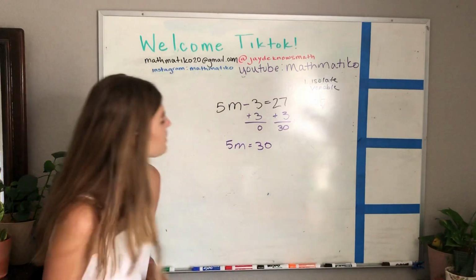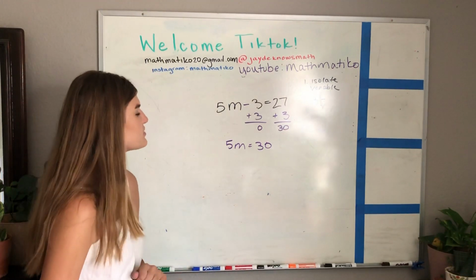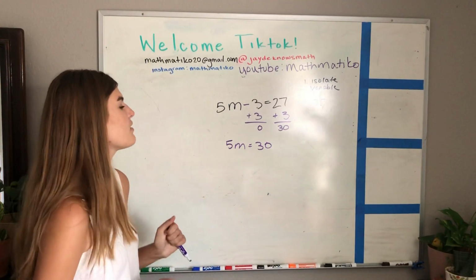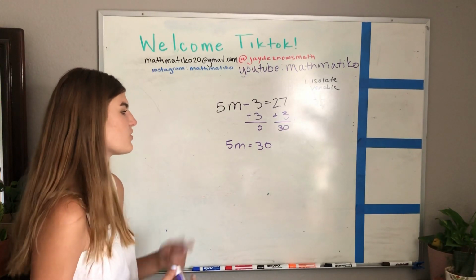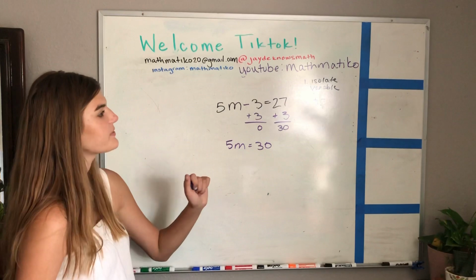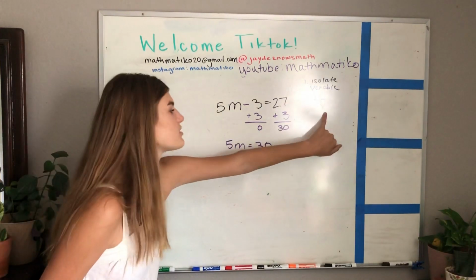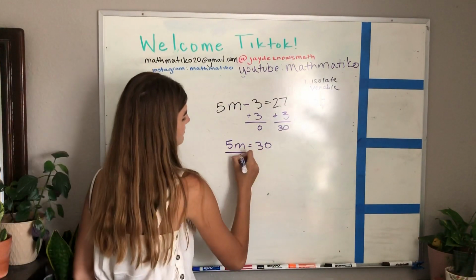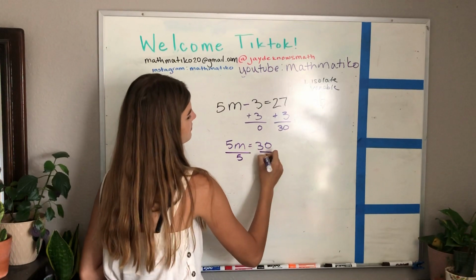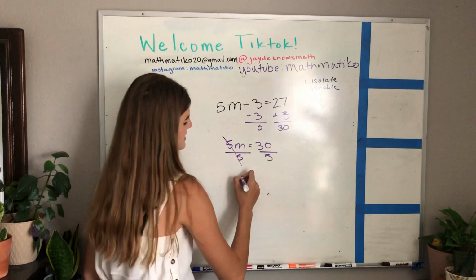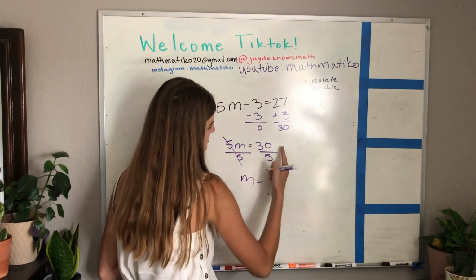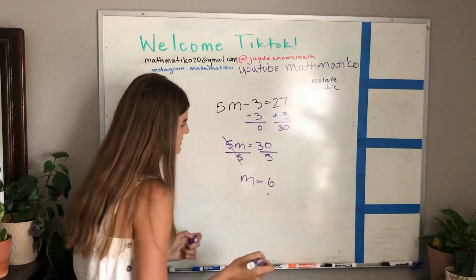Now this looks just like the problems that we did earlier. So we have 5m equals 30. Now what's happening between the m and the 5? Multiplication is happening. So what's the opposite of multiplication? Division. So we're going to divide by 5 on both sides. Okay, 5 divided by 5, that's just 1, so we can cancel these out. M equals 30 divided by 5 is 6.